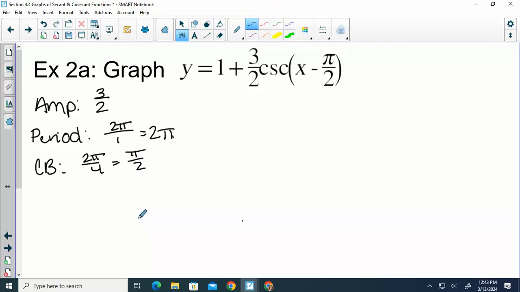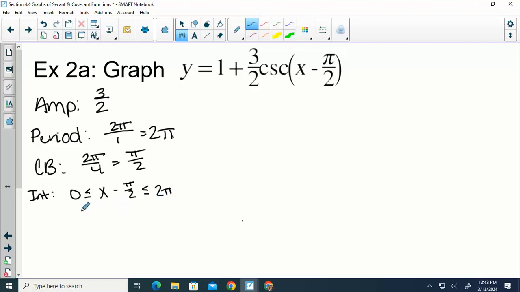Do we need an interval this time? Yes. How do we know that? We have to move, subtract right. Something is subtracted from the x. It moved our graph to the right. So for the interval, we say 0 less than or equal to x minus pi over 2 is less than or equal to 2 pi. So we always put the argument in between 0 and 2 pi.